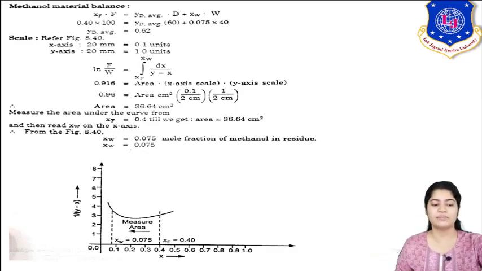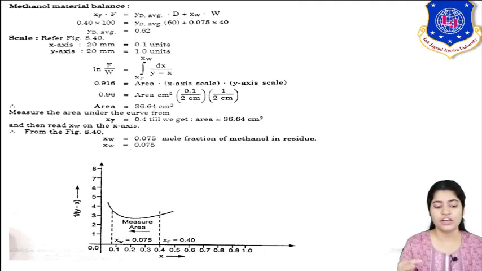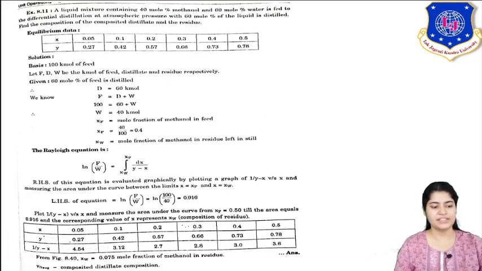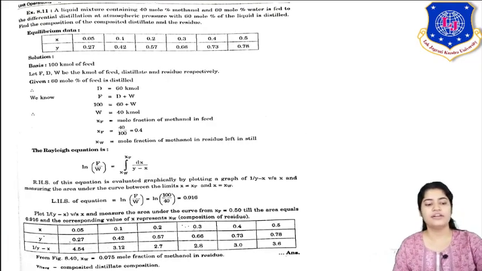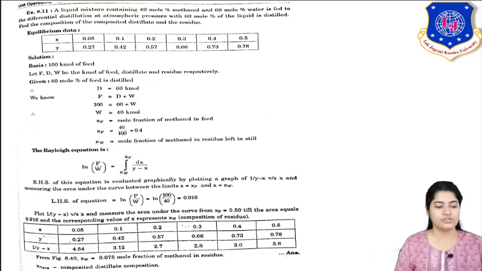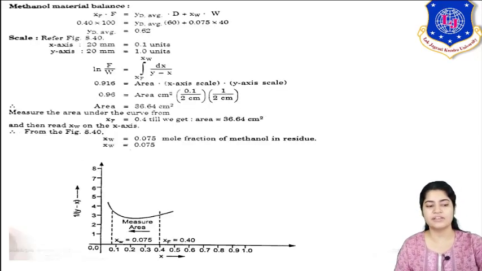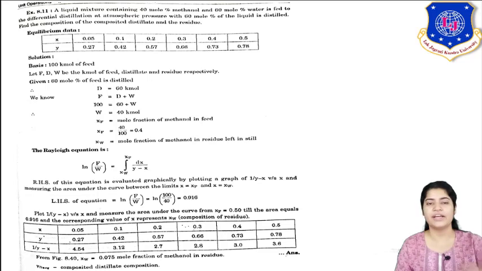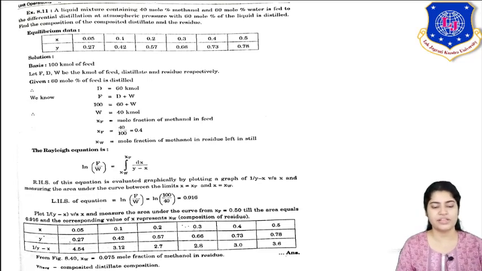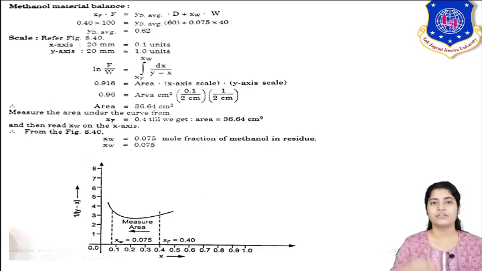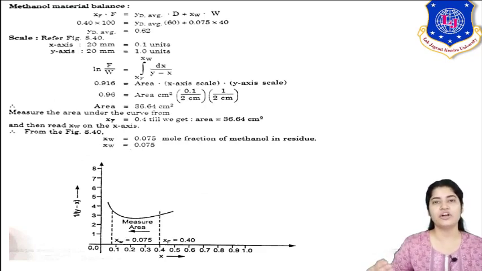So you got Xw here as 0.075. That is the answer here. From this graphical method, you obtained your answer, mole fraction of residue, as 0.075. You can see the corresponding value of x represents Xw. So from this graph, you calculated that your Xw is 0.075 mole fraction of methanol in residue. Now the final part is the methanol material balance.